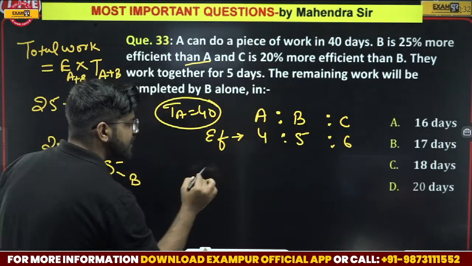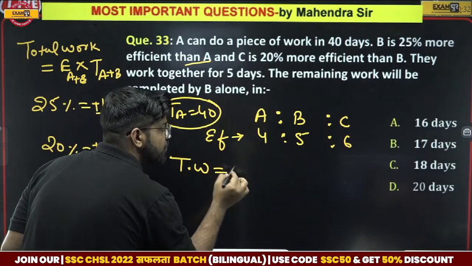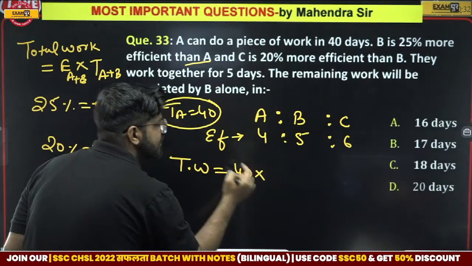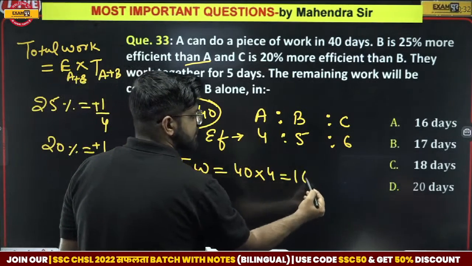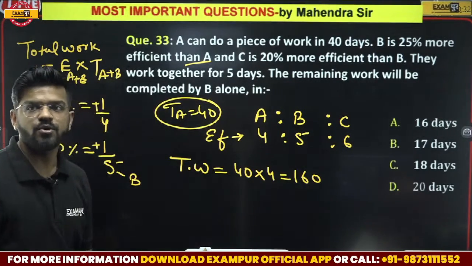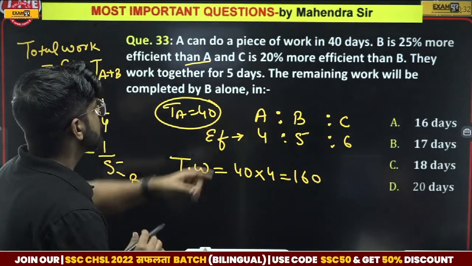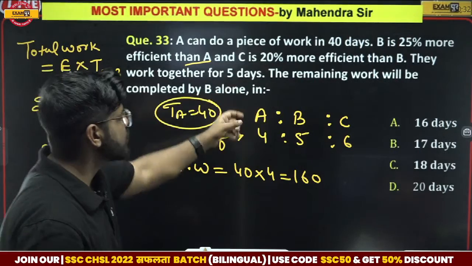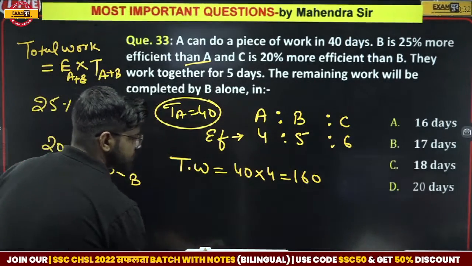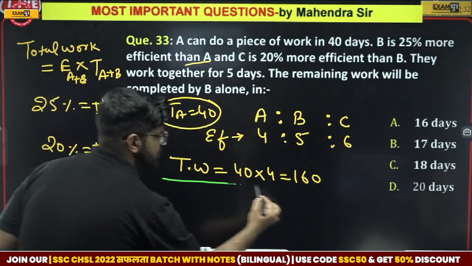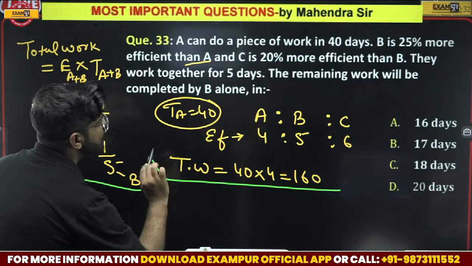So to find the total work, we have to multiply the time period of A and the efficiency of A. So total work is 160. Clear? Did you get that? Now together they have 6, 4, 15. These are the data we require to solve the question. Okay, now we are solving the question.